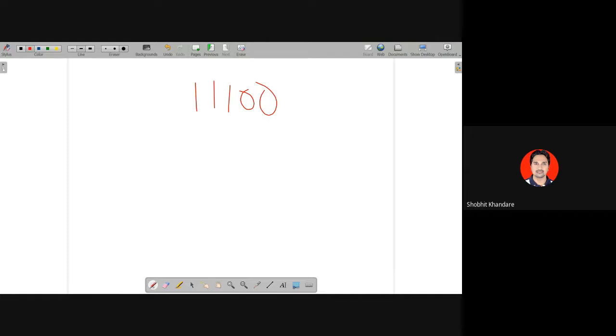Now directly you can tell me the answer for 11100. I am writing down the weights: 1, 2, 4, 8, 16. Tell me the answer fast. One minute. Yes, 1, 2, 4, 8, 16. The answer comes to be 28. 28 to the base of 10.